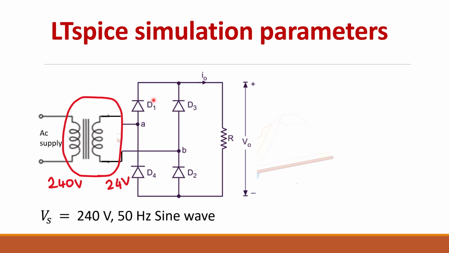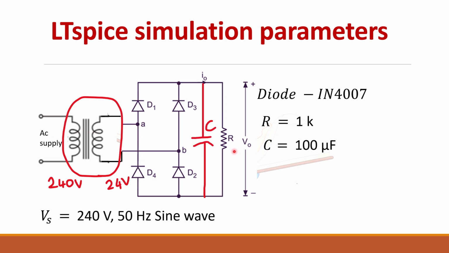Now, this is the diode bridge. So for diode, I can take IN4007 like the previous case, and resistor is 1K. We also need a capacitor, filter capacitor, which I have taken as 100 microfarad.